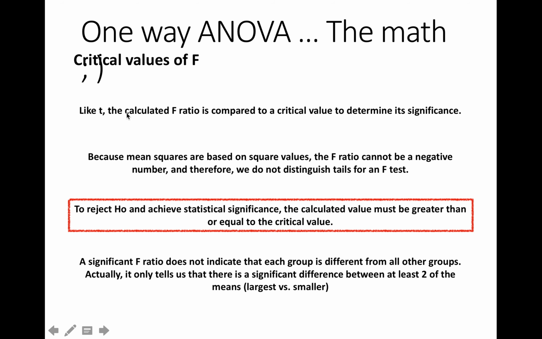The critical values of F. Well, like t, the calculated F ratio is compared to a critical value to determine its significance. Because mean squares are based on square values, the F ratio cannot be a negative number, as I told you before, and therefore we do not distinguish tails for an F test. So, to reject the null and achieve statistical significance, the calculated value must be greater than or equal to the critical value. A significant F ratio does not indicate that each group is different from all other groups. Actually, it only tells us that there is a significant difference between at least two of the means, the largest versus the smaller.